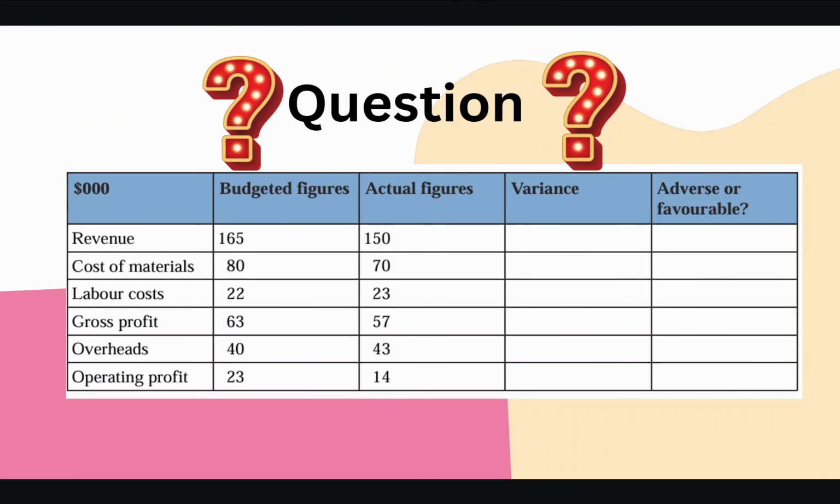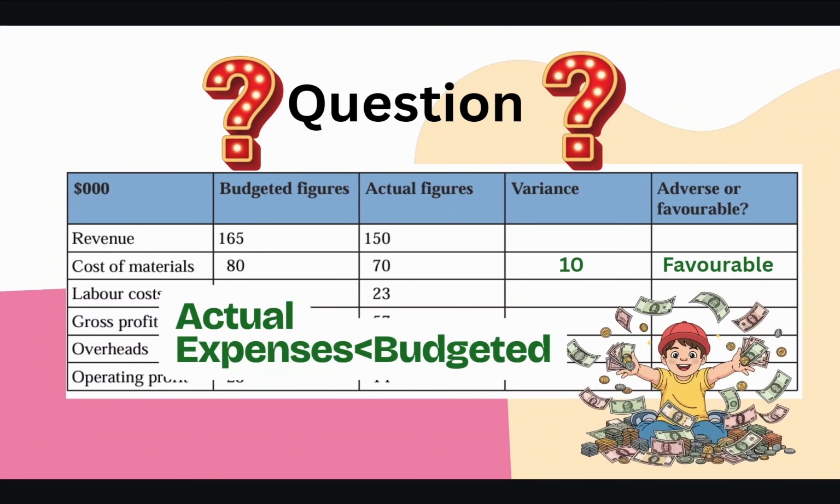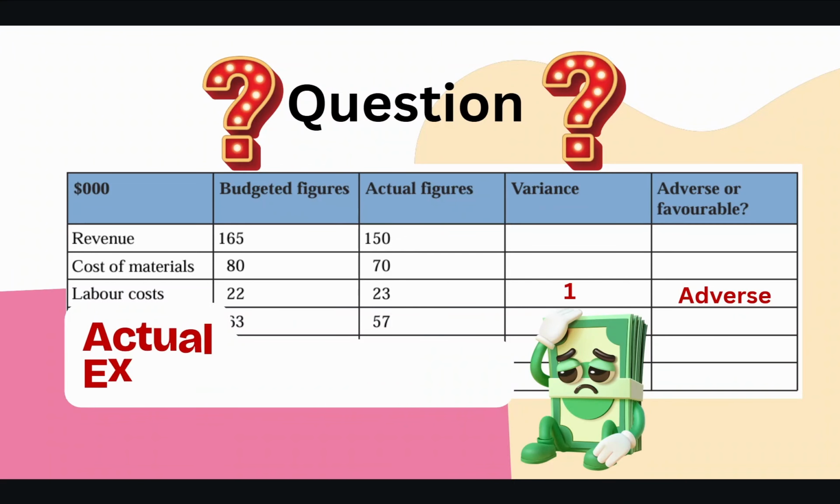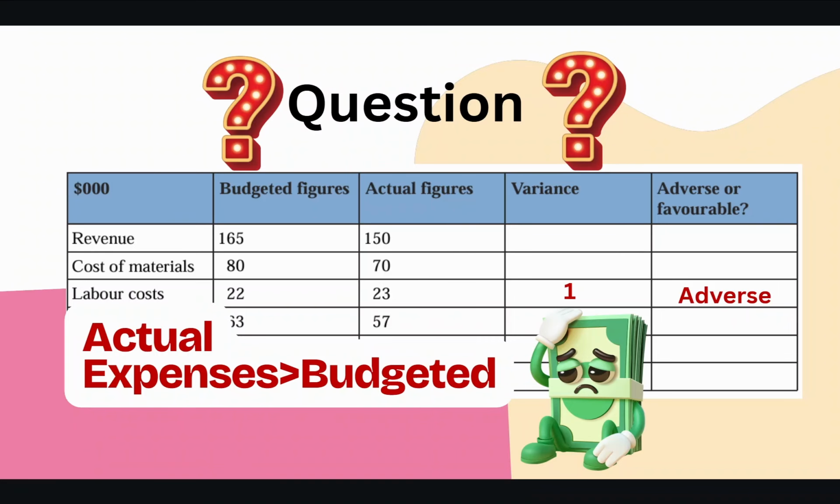Cost of materials, the difference between 80 and 70,000. The difference is 10. In this case, it's a favorable variance because my actual expenses ended up being less than what I was planning. Labor cost, the difference between 22 and 23. The variance is 1,000. In this case, it's adverse. So the actual expenses ended up being more than what I budgeted for.